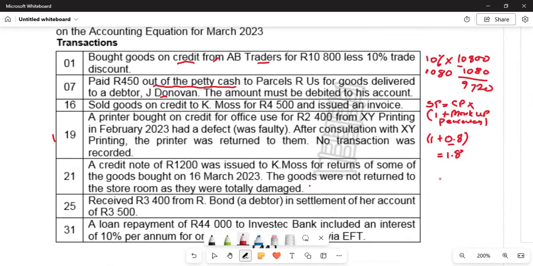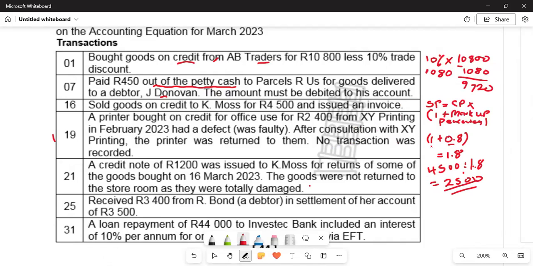So here we have that multiplier. To find the cost price, we're going to divide 4,500 by 1.8. So now we'll get the cost price, which is 2,500. That is how easy it is to calculate the cost price. Take note of that.